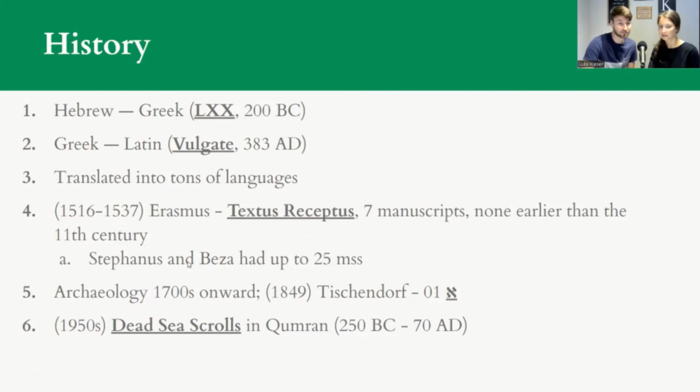So this is what the King James Bible was translated from. This is the 1500s. The King James translation was made in 1611. So they would have only had the Textus Receptus to work off of. That was the best version of the New Testament that they had, rightfully so.